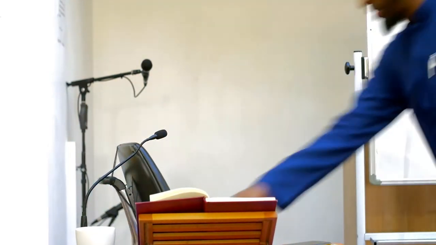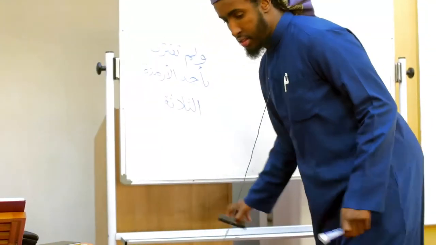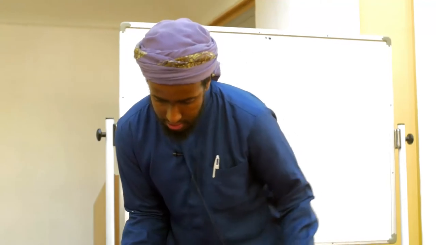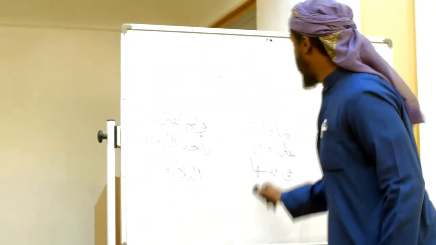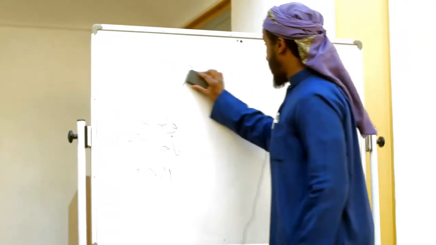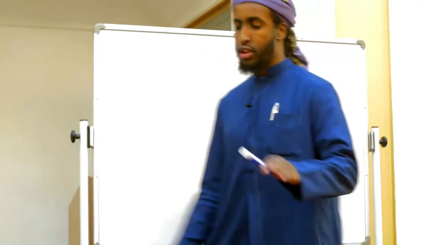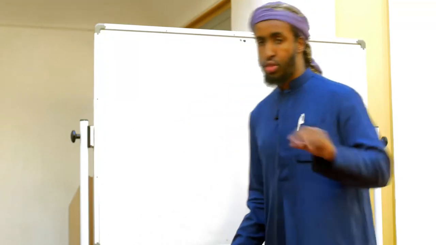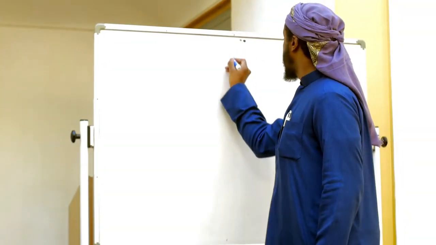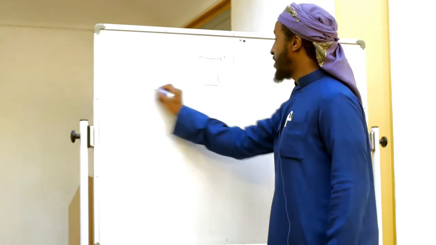How many types of isms are there? The types of isms, there are three. Now remember this number three. Three is a golden number for grammar. Every time you generally find three, three, three. Ism is how many types? It's three types.